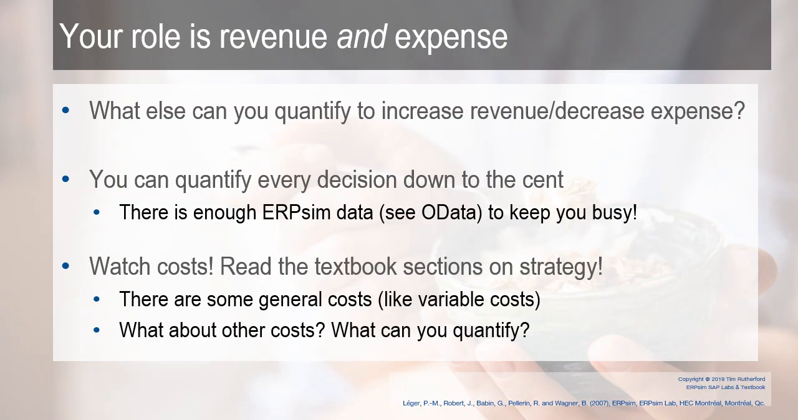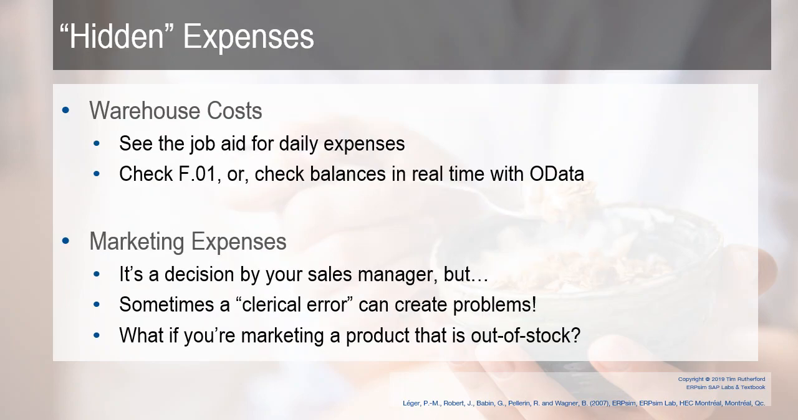So watch costs, read the textbook sections on strategy. There are some general costs like variable cost, and then there's some other costs. What can you quantify? Well, there are some hidden expenses, and they're not hidden at all. It's just, this is an actual SAP system. You have some expenses. It's not like it pops up and says, hey, did you know that it costs you? No. It assumes you know what you're doing.